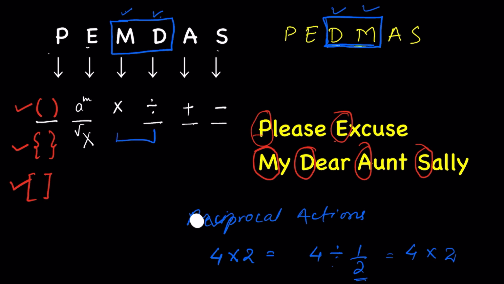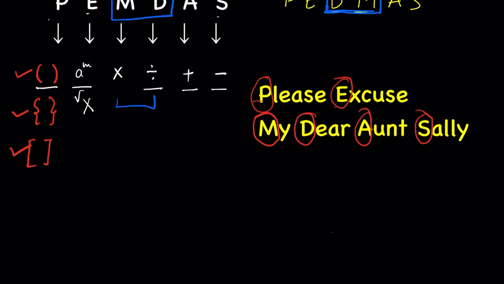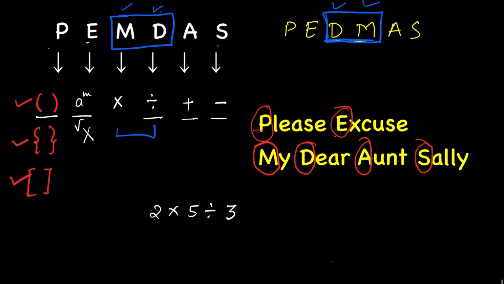For example, in this question, let's say we have 2 times 5 divided by 3. In this case, you can simply follow that in PEMDAS multiplication is written first, so we will do multiplication first. So it will be 2 times 5, 10, divided by 3.